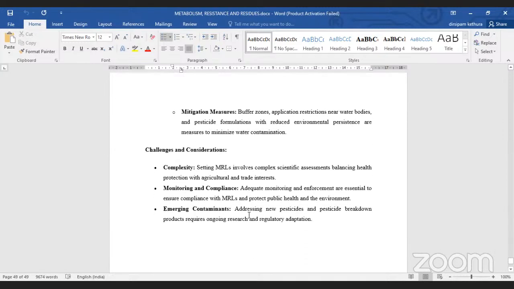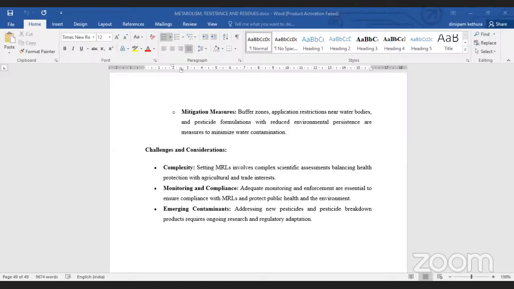What are the challenges? Setting MRLs involves complex scientific assessments, balancing health protection with agricultural and trade interests. And monitoring and compliance: adequate monitoring and enforcement are essential to ensure compliance with MRLs and protect public health and the environment. And the third one is emerging contaminants. Addressing new pesticides and pesticide breakdown products requires ongoing research and regulatory adaptation. All these are about the pesticide residues.